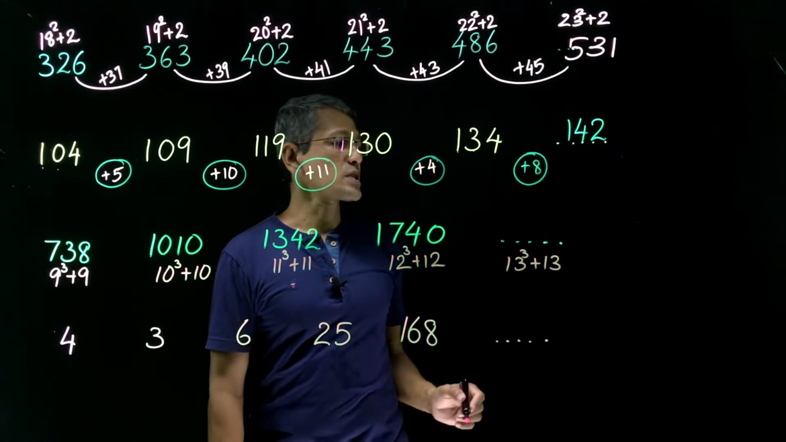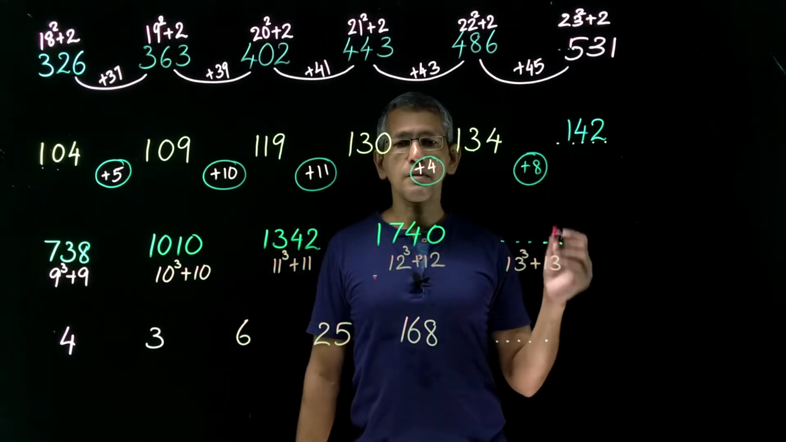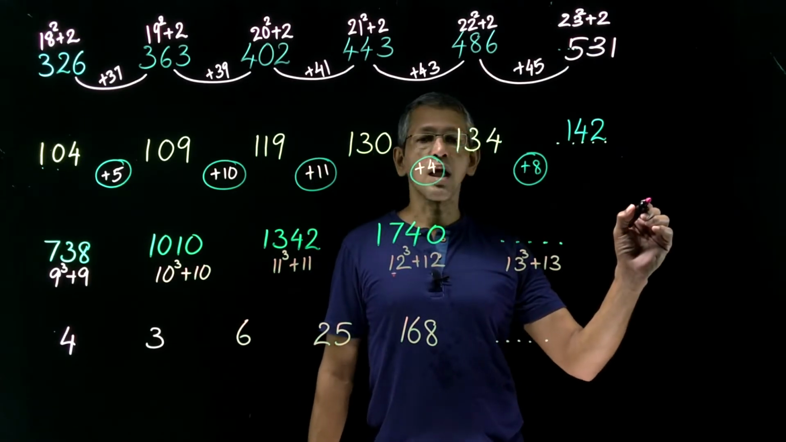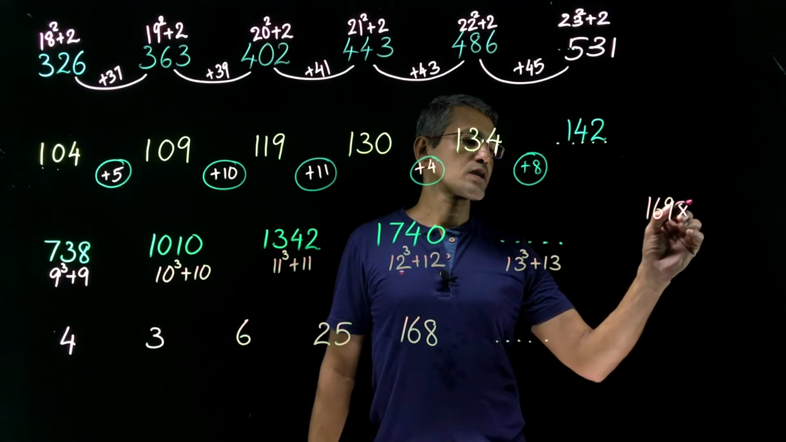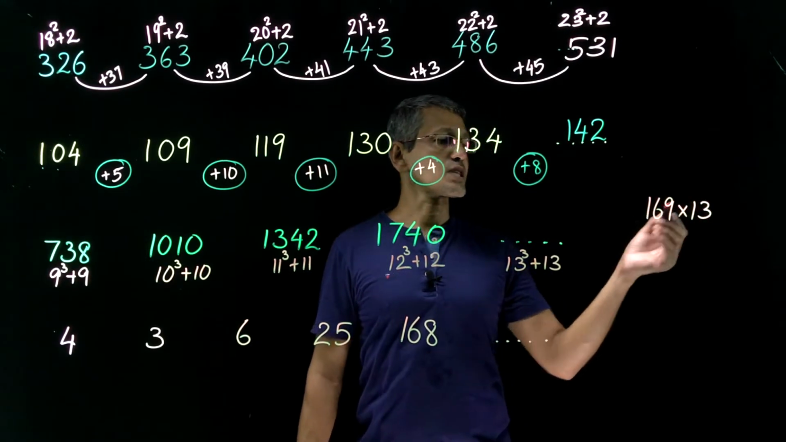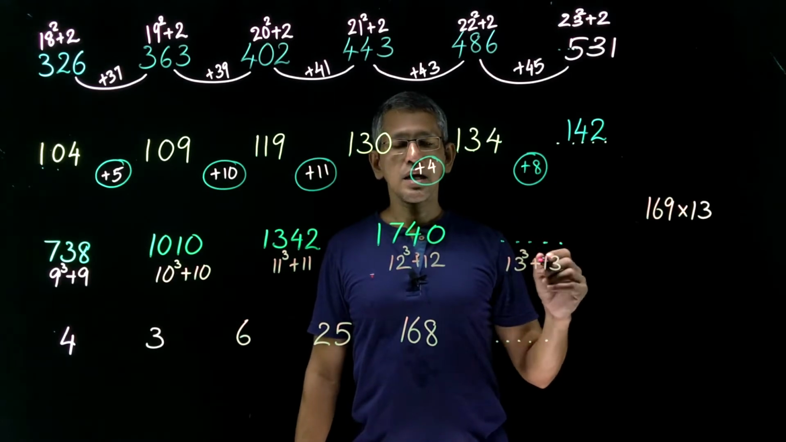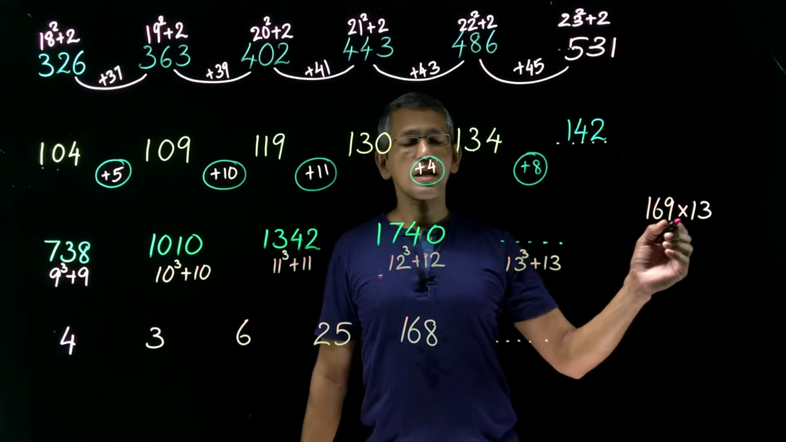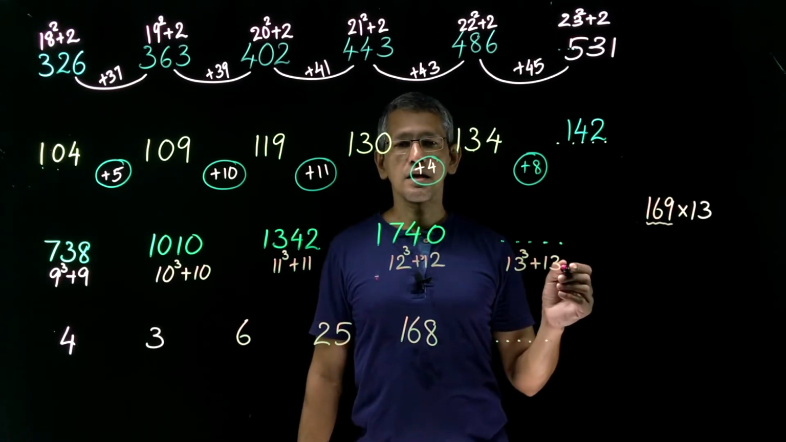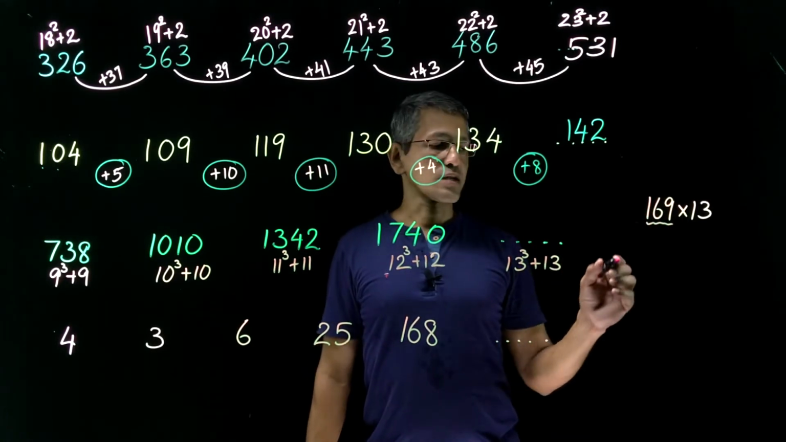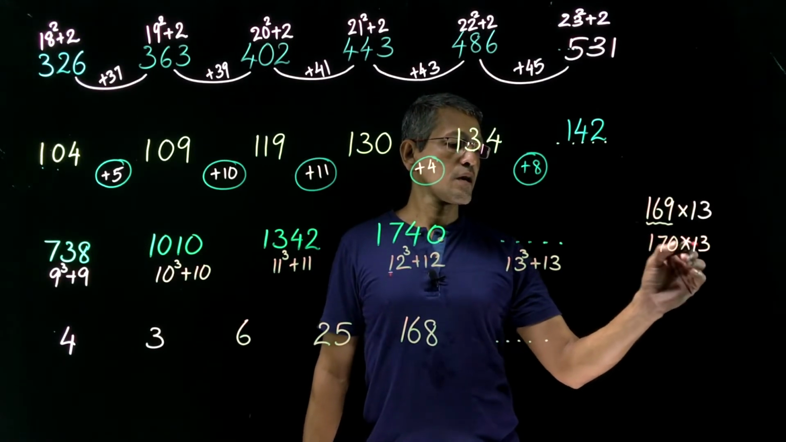So what is this 13 cube plus 13? If you are not sure about what 13 cube is, let's go for a quick mental calculation. 13 cube, it must be 13 square into 13. So what is 13 square? 169. 169 into 13, it is not easy for us to do the mental calculation. So what we do, take 169 as 170. So 170 into 13, how do we do it?